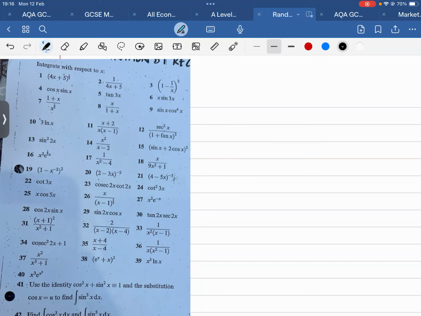So you know how you said 8? Did you say substitution for 8? Yeah. Okay, so let's go back to question 8. It's x times 1 plus x to the power of minus 1, right?